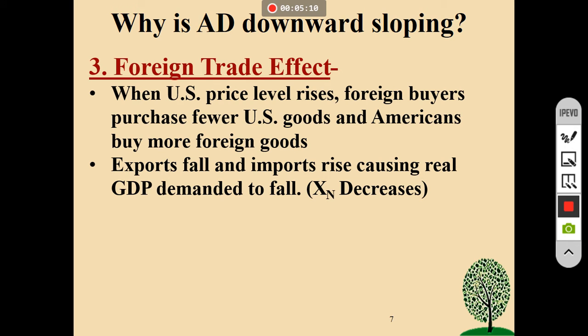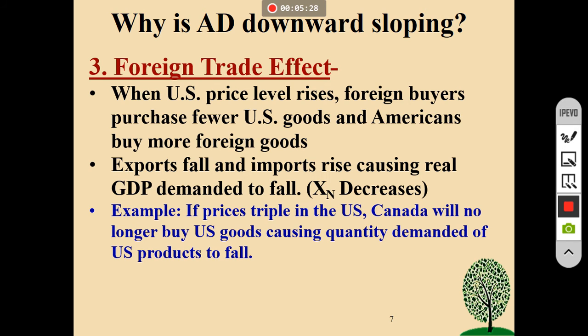Exports fall and imports rise, causing real GDP demanded to fall. So we see higher price levels, right? Things cost more in the U.S. Foreign buyers aren't going to buy stuff from us. Things cost more in the U.S. Americans are going to buy cheaper stuff from foreign countries.